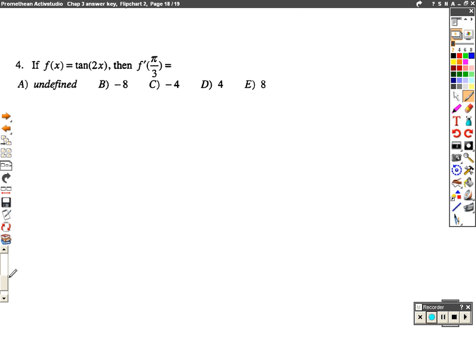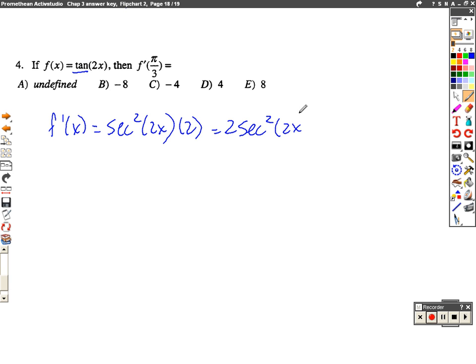Alright, last but not least, we are trying to find f prime of pi over 3 if f of x is tan of 2x. Let's find an equation. F prime of x is going to be the derivative of the outside, secant squared of 2x, times the derivative of the inside, which is just 2. So we've got 2 secant squared of 2x.